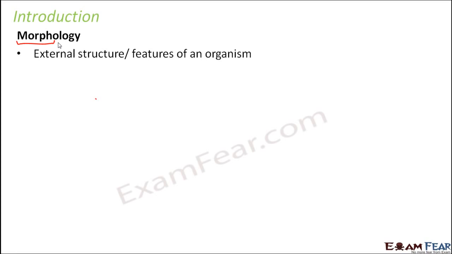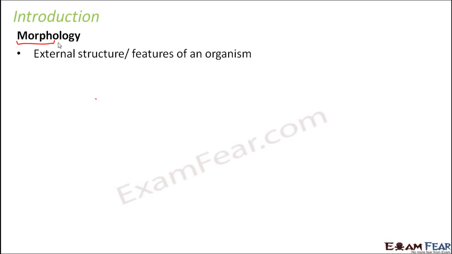Now if you look at the term morpho, it always talks about the external features. So the external structure or features of an organism is referred to as morphology. I mean, it is not the external structure itself, but the branch of science which deals with the study of external structure and features of an organism. Now, what do I mean when I say external structure? So what exactly are the external structures of any organism?